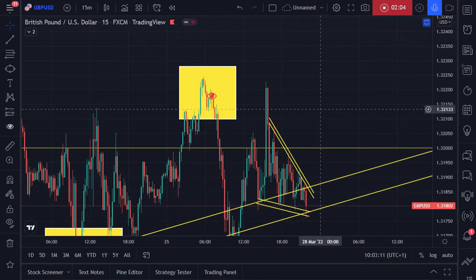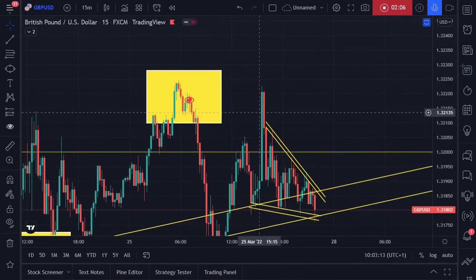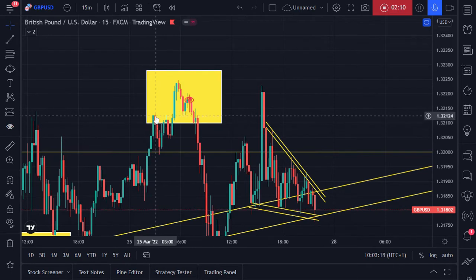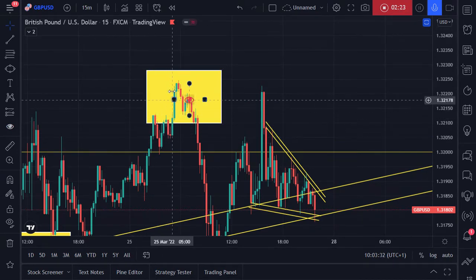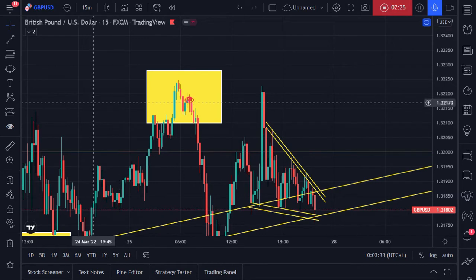At this point, price got into this point of interest and then gave us something that looks like a top around this area. It dropped off, went back up, and then retested that top, then dropped a little bit before violating this pattern, and then went up. Now, I want to make something clear.